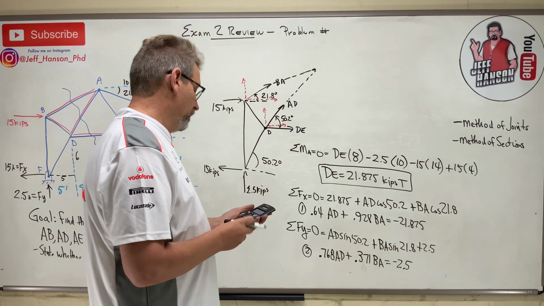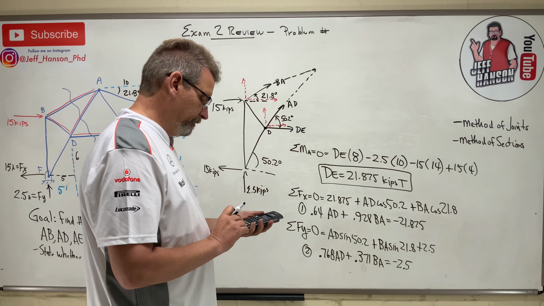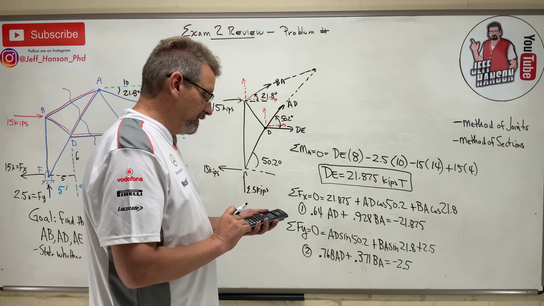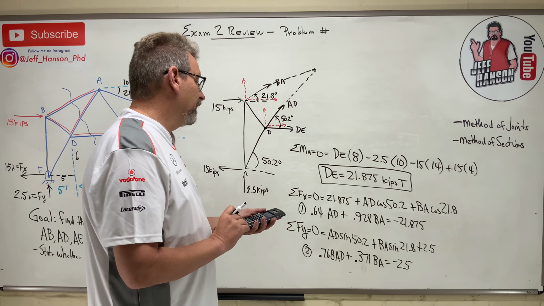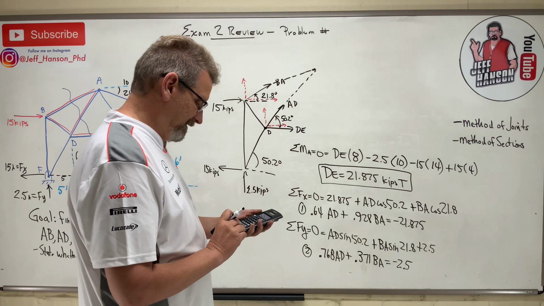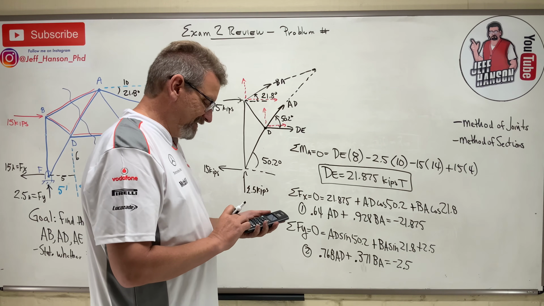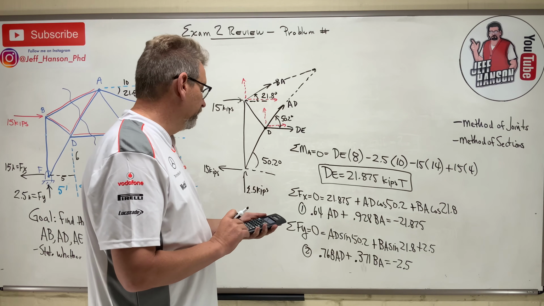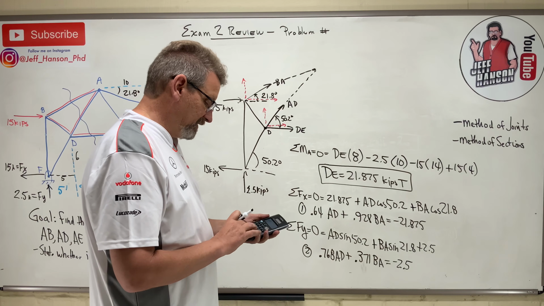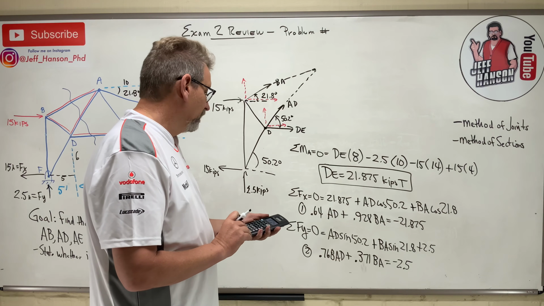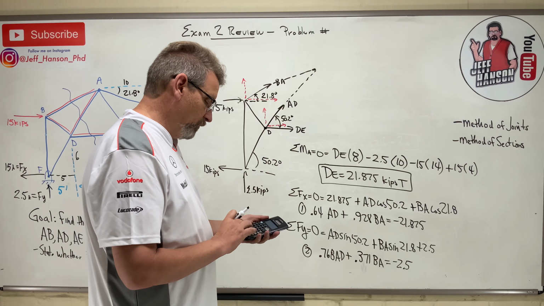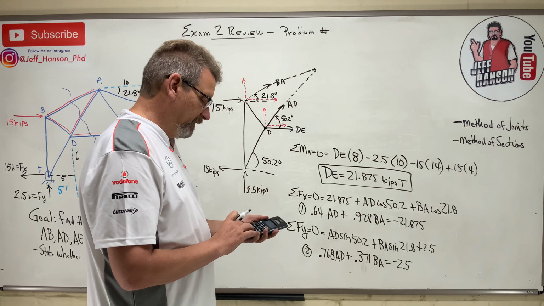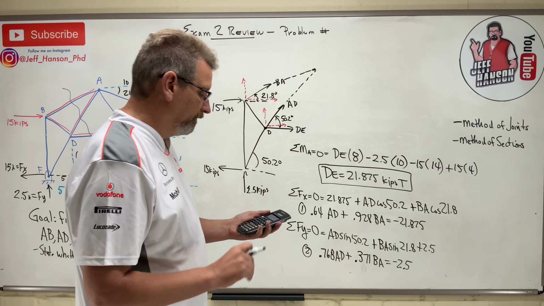Okay, here we go. 0.64, enter. 0.928, enter. And then, what did I have over there? Negative 21.875, enter. Next one, 0.768, enter. 0.371, enter. And then finally, negative 2.5, enter, and then solve.